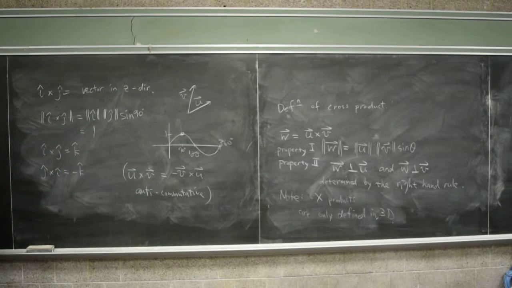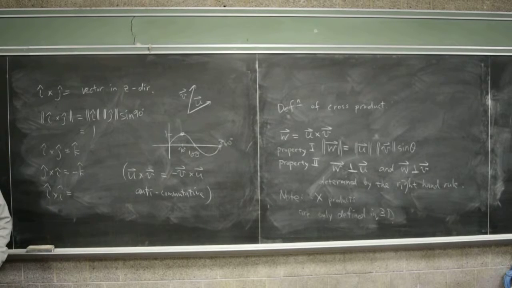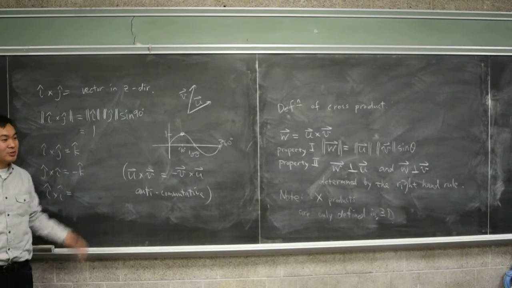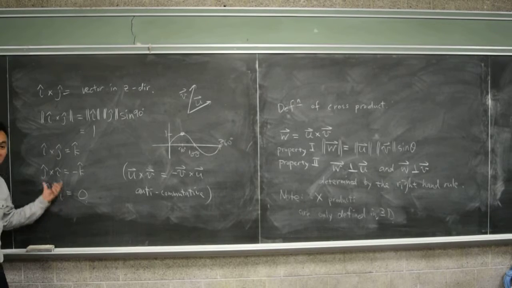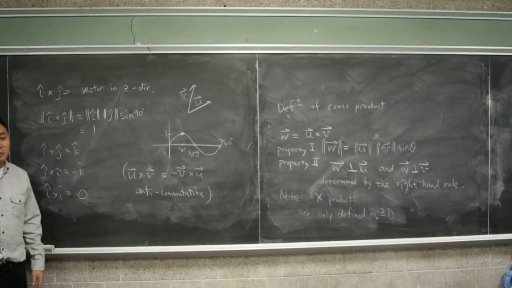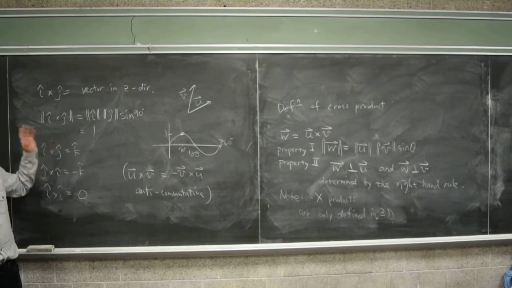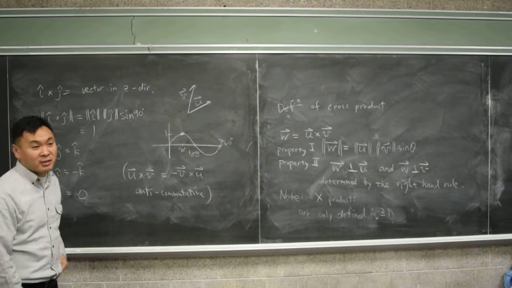We just have 1 minute. The last question: what's I cross I? 0. Why is it 0? Sine of 0 is 0. So if you do I cross I, it has to be 0, because if you look at the magnitude, the angle between is 0 degrees and sine 0 is 0. Next time I'll show you an explicit formula for finding all the cross products.